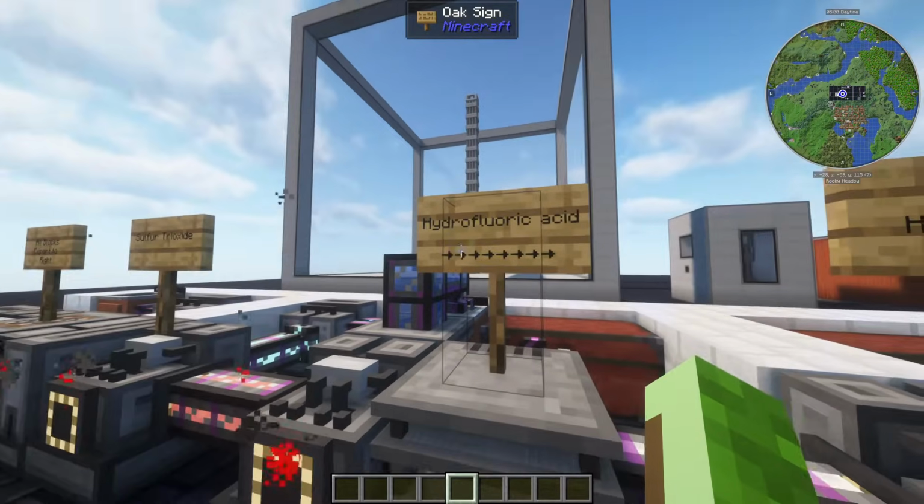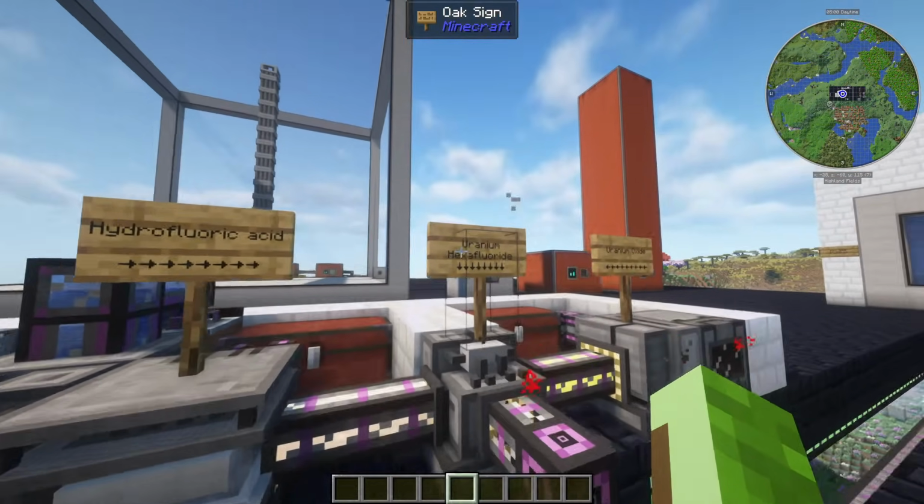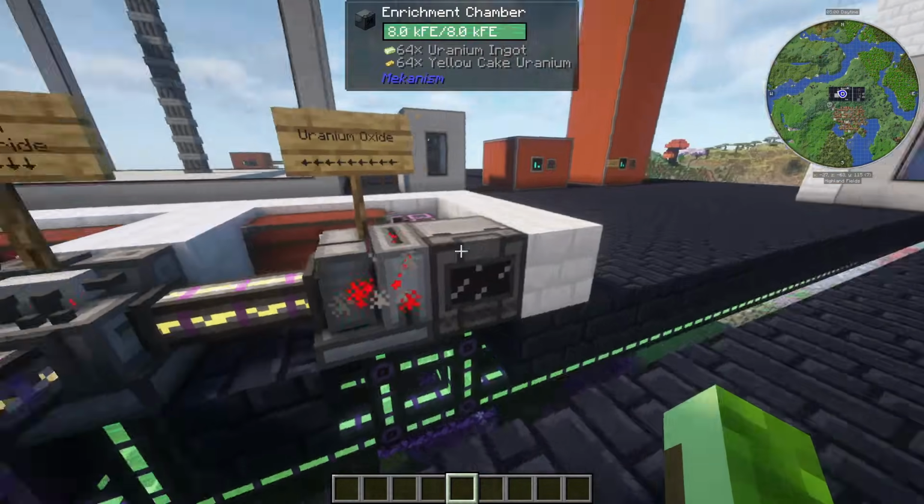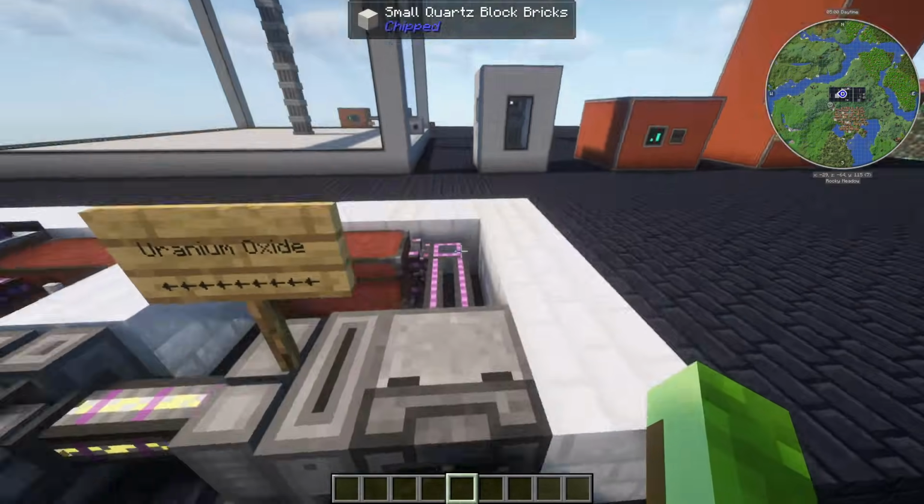All right, so first off, I'm going to take you through making your uranium oxide. Then we're going to go through making hydrofluoric acid, and finally we're going to make uranium hexafluoride. So let's start off with the uranium oxide because it's the simplest.